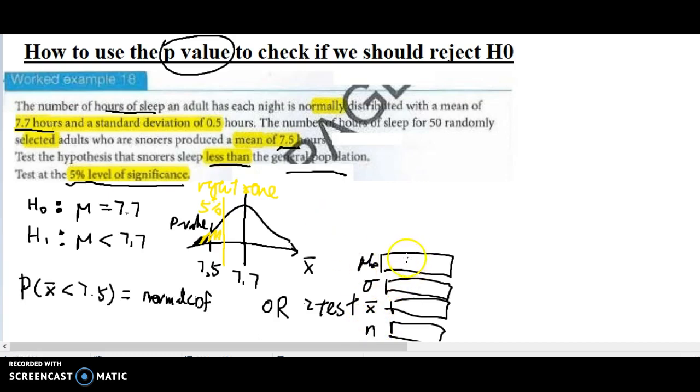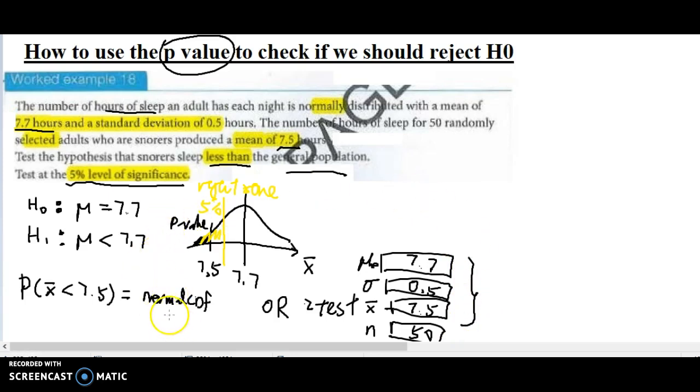So the first box is 7.7. Second box is the standard deviation. In this case, it's given as 0.5. Beware, this 0.5 you don't need to change. It's just the population's standard deviation. You don't need to divide anything. The x-mean is 7.5, and the sample, we've taken 50 samples. Then straight away they will give you the p-value.